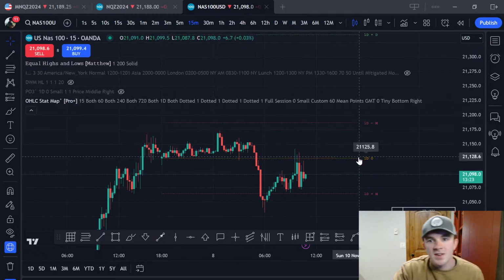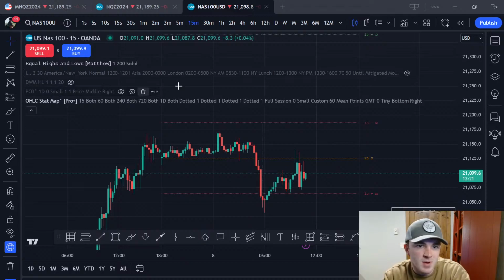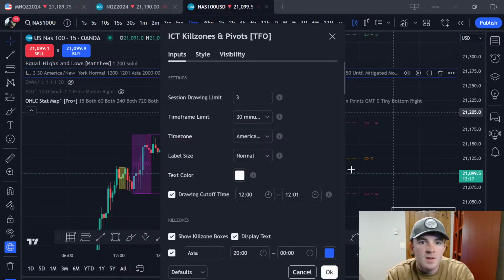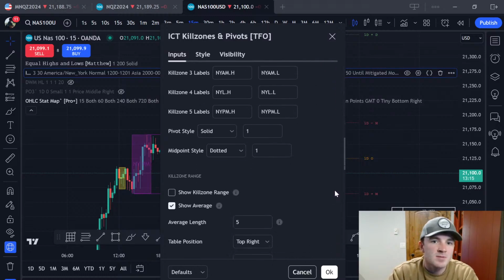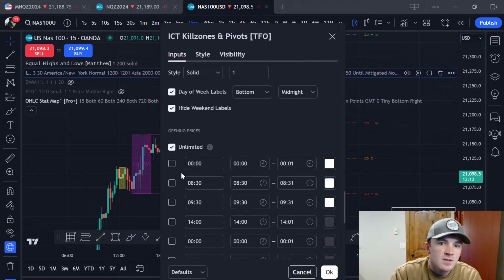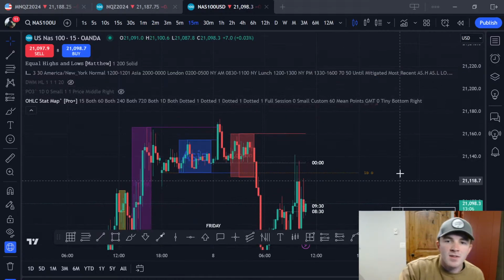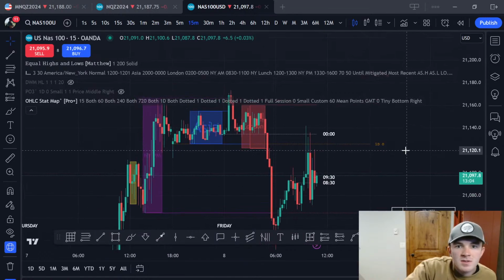But it's nice because now I have another indicator that I can pair with this one. I have this set up so it tells me midnight, 8:30, and 9:30 opens. So now I have a lot of different confluences.